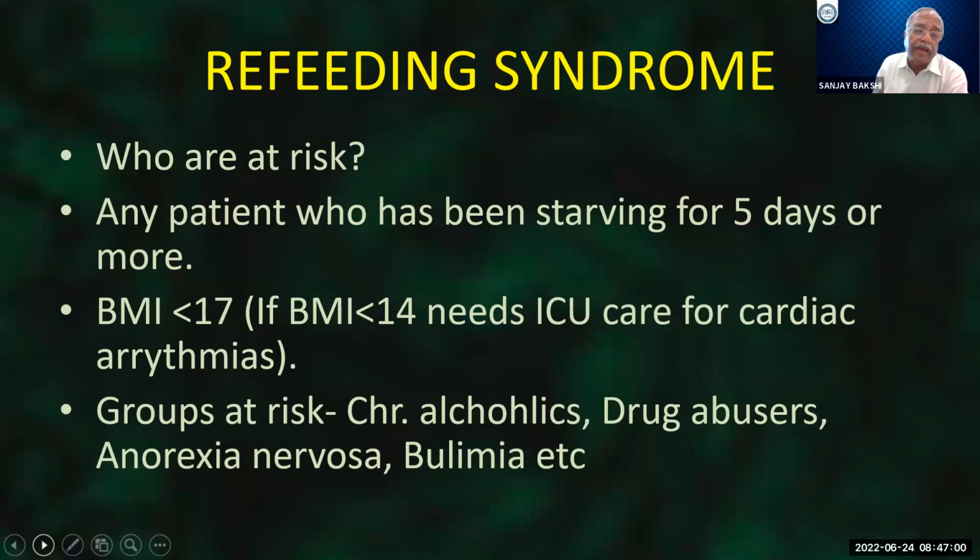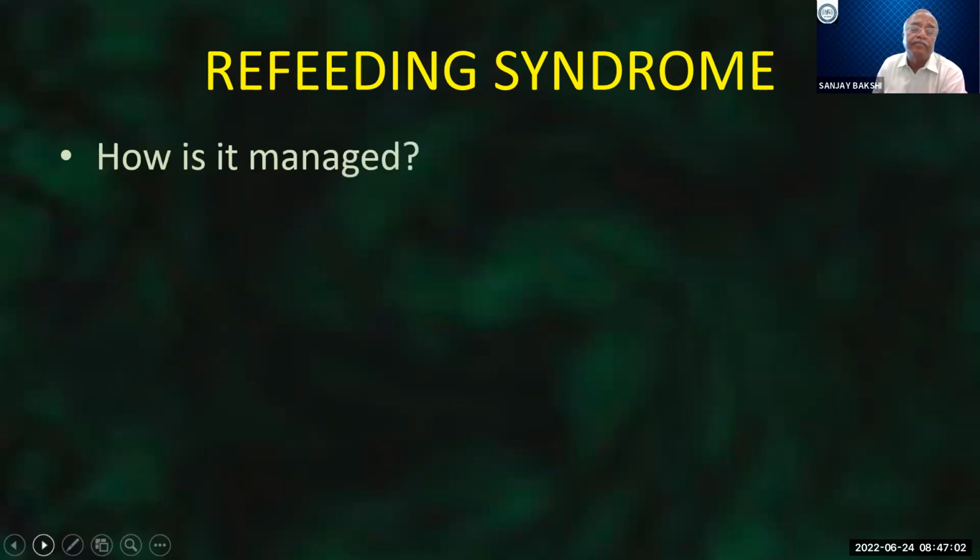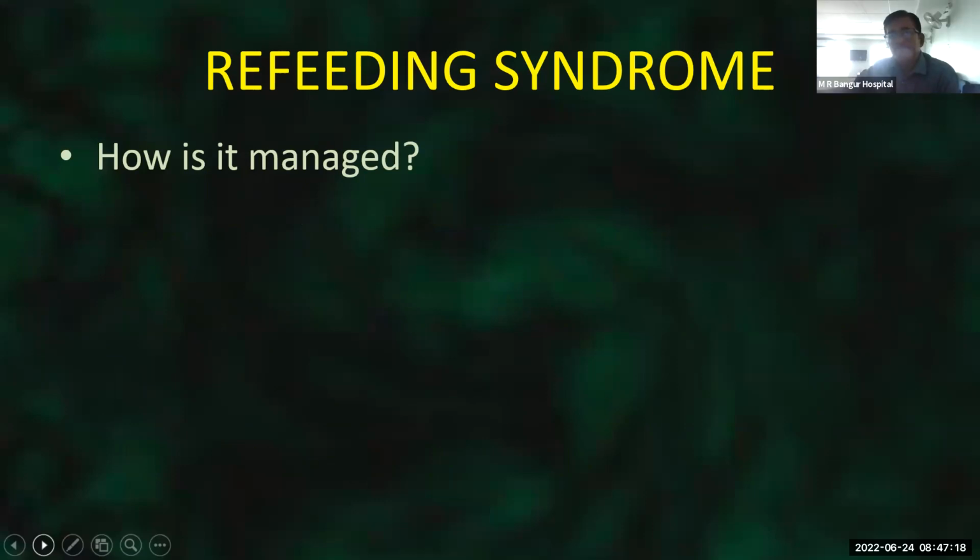Okay. So how would you manage this? We manage conservatively. How do you manage conservatively? Do you give the full feed at the first go? No, sir, we don't give the full feed at the first go. We start serial increments of the feed and see how the patient is tolerating. And we check serum electrolytes on every alternate day to make sure that the patient is not going into it.